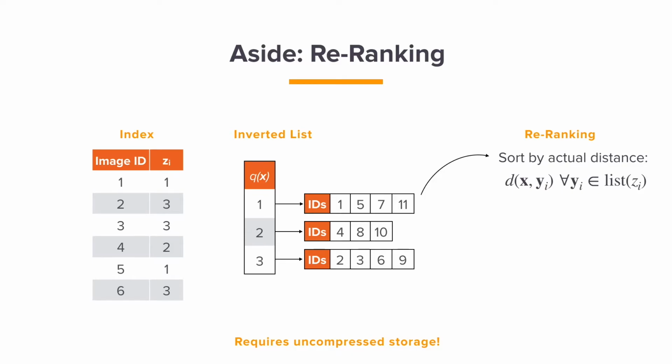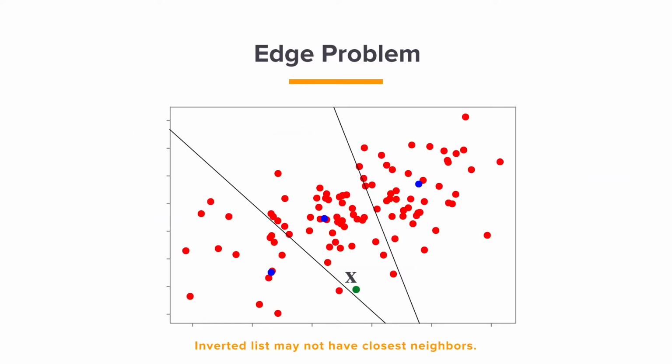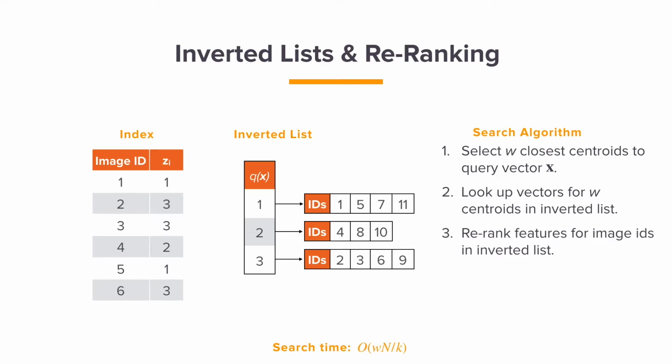Okay, cool. So that's one way to re-rank. We saw the edge problem. You can combine those two, inverted list and re-ranking. It's pretty sweet. You want to look at the W nearest centroids to avoid the edge problem, which means our search time is now W times n divided by k. That's our approximation. Not bad, right? So whether or not we re-rank, let's assume we're not re-ranking, we're going to get some great quantization.